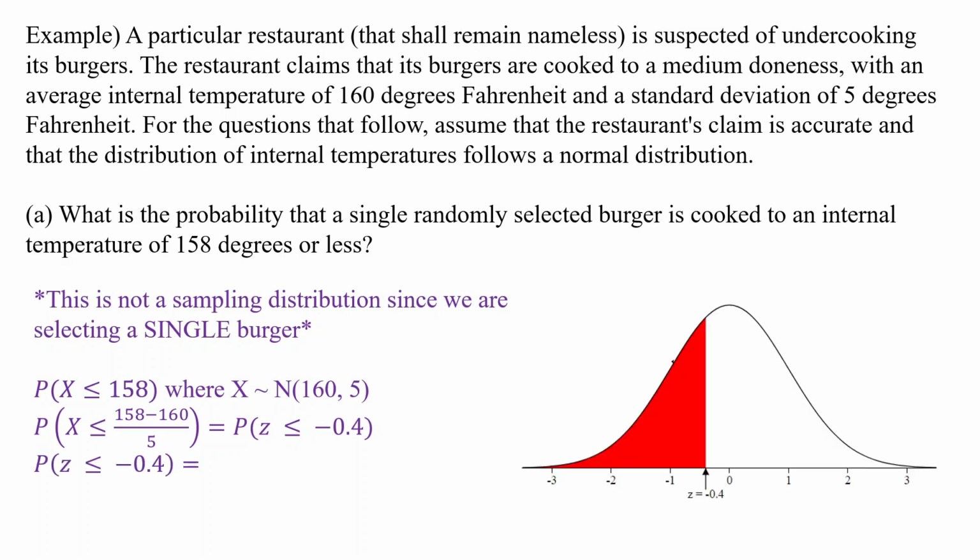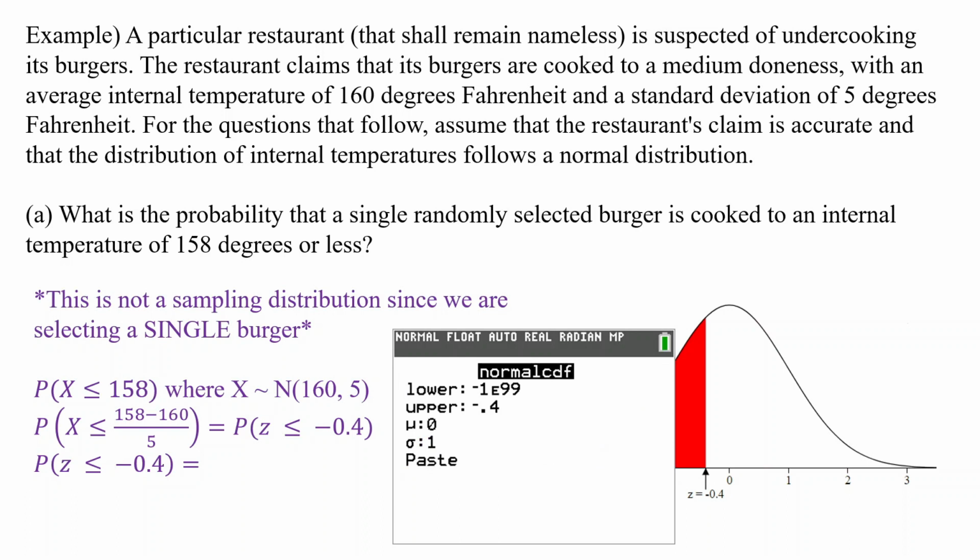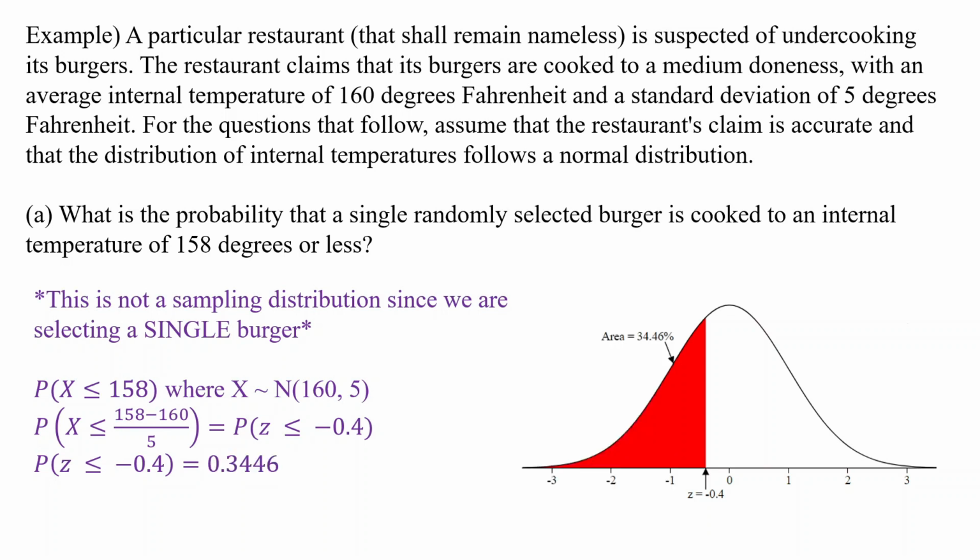And I'm just going to draw that curve real quick and then shade to the left because we're finding that area. On the calculator, this is what you're going to put into your normal CDF. So your lower boundary is negative infinity, upper boundary is negative 0.4, mu is 0, standard deviation is 1, and we're going to get an area or a probability of 0.3446. Okay. So if I were to answer this question as a complete sentence, I would say that the probability a single randomly selected burger is cooked to an internal temperature of 158 degrees or less is 0.3446.